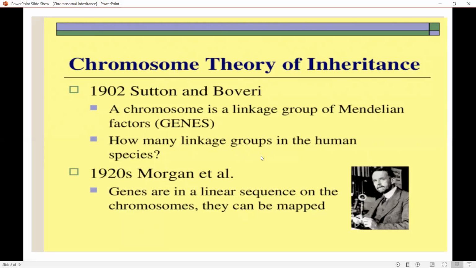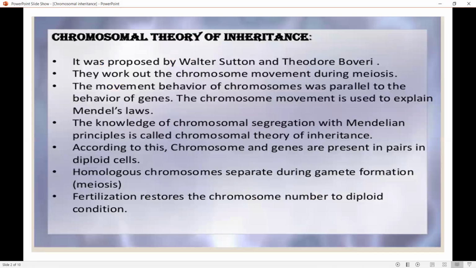That is another question. In 1920, Morgan et al., another scientist also involved in the chromosomal theory of inheritance, showed that genes are arranged in a linear sequence on the chromosome. They can be mapped. So the chromosomal theory of inheritance, if you describe it in detail, was proposed by Walter Sutton, full name Walter Sutton, and Theodore Boveri.